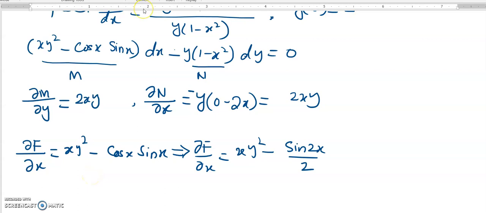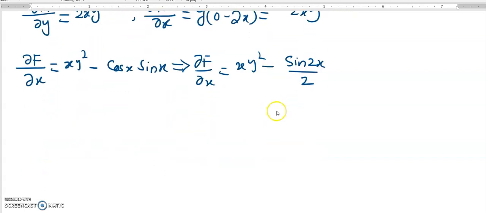Okay, so now we have this, so we can integrate it with respect to x. So here, it will be f after the integration. We are integrating with respect to x, so it will be x square over 2 times y square. Y will be a constant.